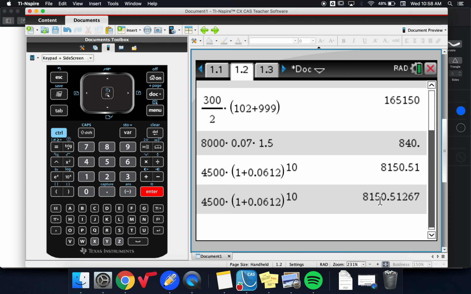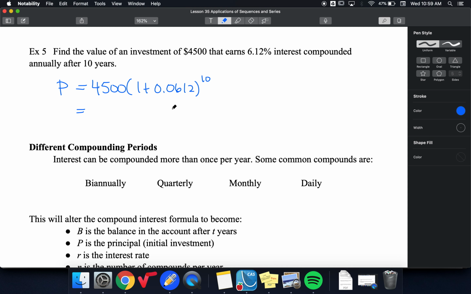So the bank is always going to make you pay more money. So the bank is always going to have you round up because we won't have a 2,000th of a cent. So the bank is going to round up and make you pay $8,150.52 back. So, 8150.52, round up for the bank.